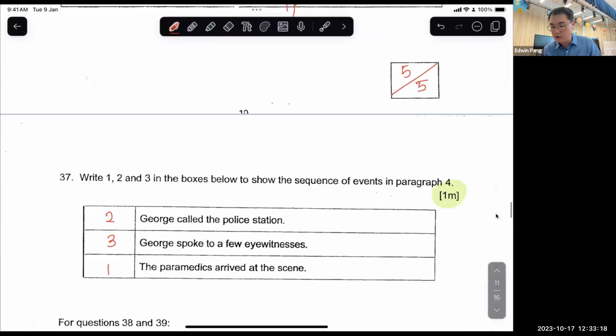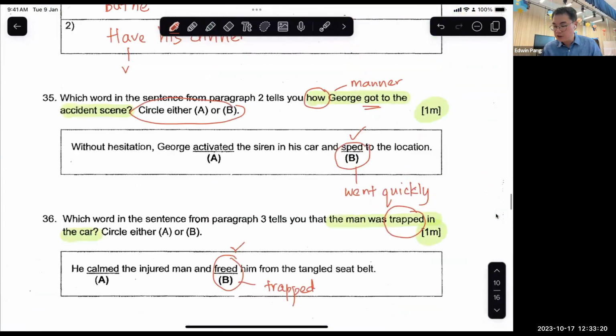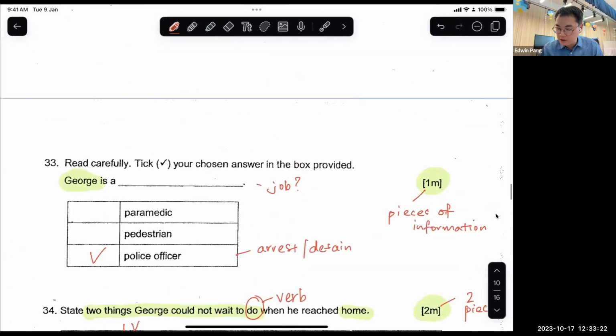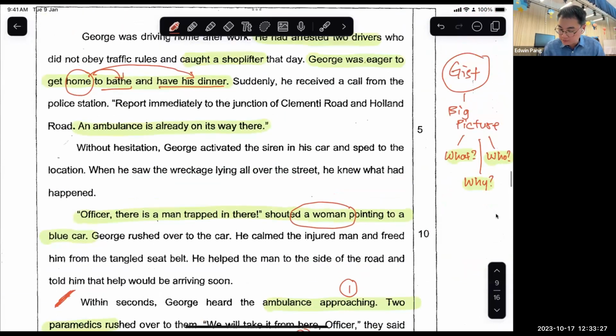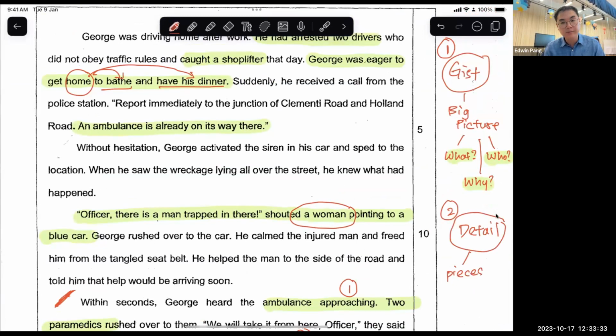So can we scroll back up to the passage here where I wrote gist? First time is for gist, second time is for detail. And what do I mean by detail? I mean pieces of information that will be answers to my question. How many pieces? How many marks? If it's 1 piece, it's 1 mark. If it's 2 pieces, it's 2 marks. All good, everybody? So I'm looking for information now.